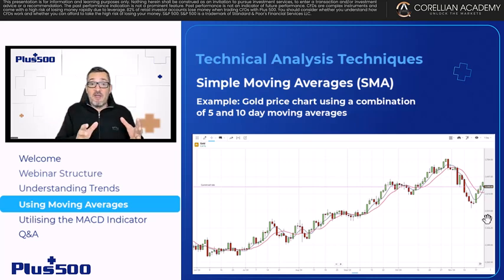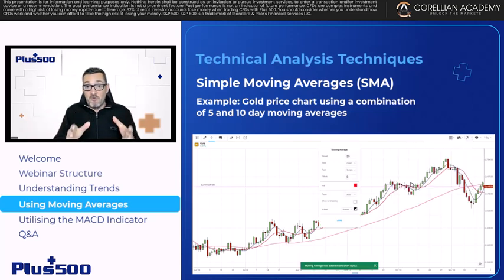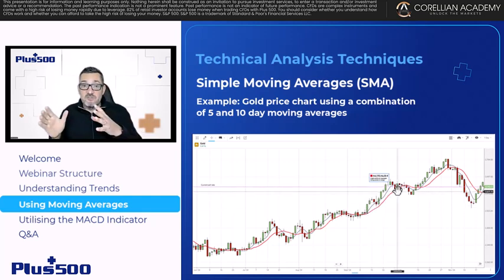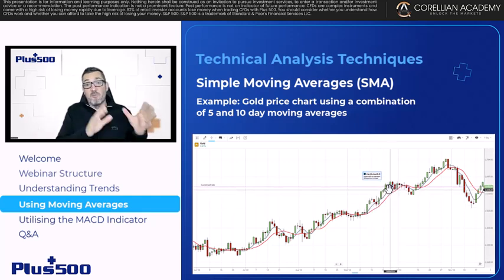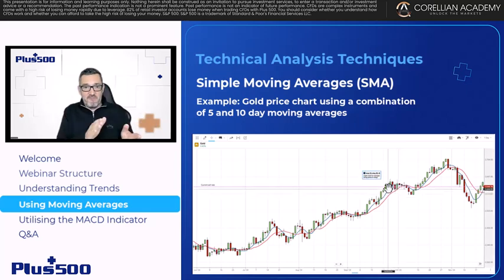To apply a moving average or a simple moving average to a Plus500 chart, first go to the FX indicators button on the top right of the screen, type in or scroll down to moving average, put in the period you are looking for and click done. As you can see, the moving average appears on the chart. I would suggest using different colors if you are going to use more than one moving average so you can clearly identify between the different time frames.